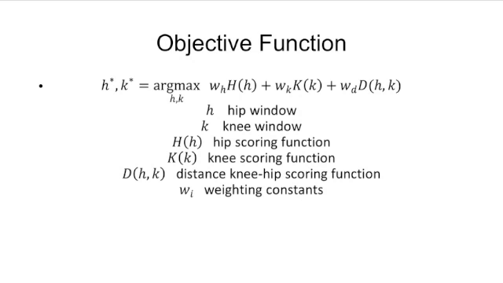Thus, my objective function to optimize consisted of 3 terms: a hip scoring function that quantified how much a proposed window looks like a hip, a knee scoring function, and a knee to hip distance scoring function. For each term, I included a weight which I fit through cross-validation.